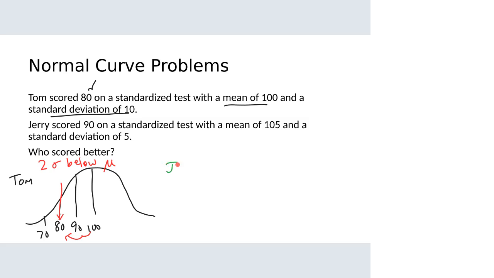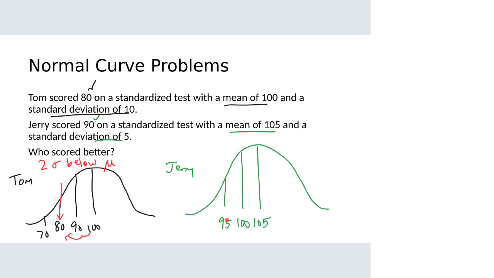We're going to draw a picture for Jerry. Our picture for Jerry had a mean of 105 and a standard deviation of 5. We can see he scored 90, so we can draw this side. Standard deviation was 5, so that'll be 100, 95, 90. And by looking at that picture, we can see that Jerry's score is 1, 2, 3 standard deviations below the mean.